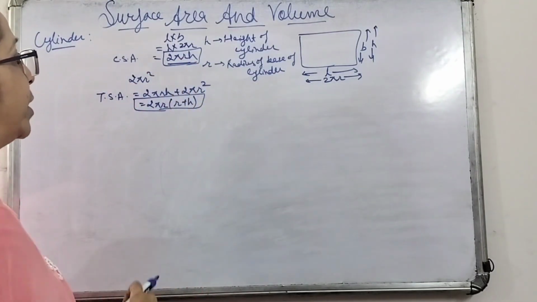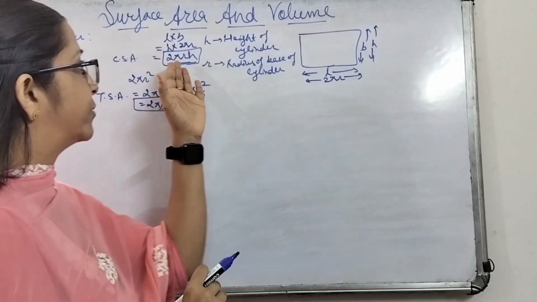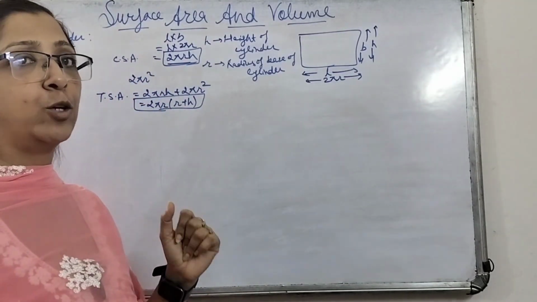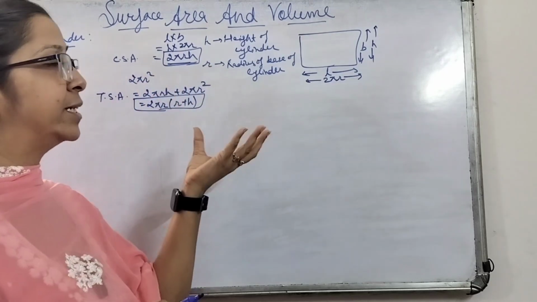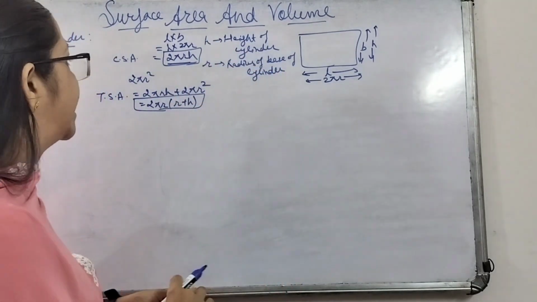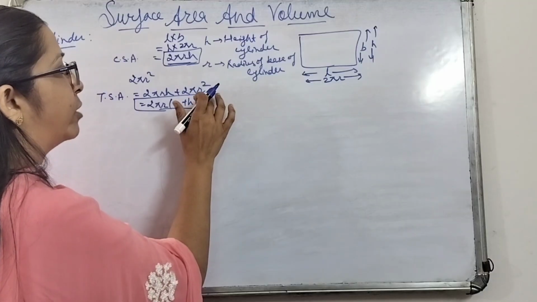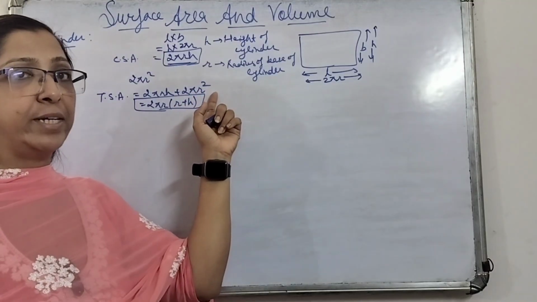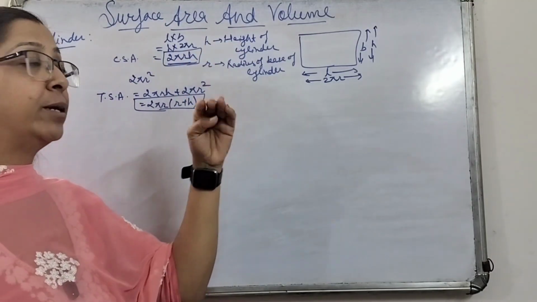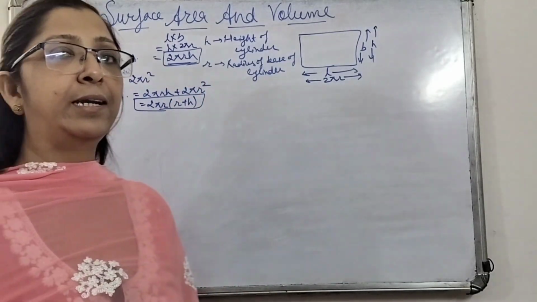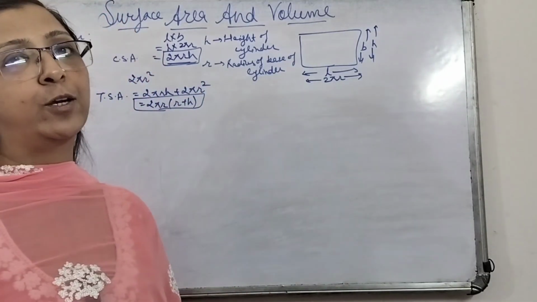So according to the question, we will be finalizing whether the curved surface area is required or the total surface area is required. It is even possible that a bottle is there without a lid. In that case, we will be taking the curved surface area, and only a single pi r square for the bottommost face. The topmost face we will be ignoring because the lid is not there. So according to the question, we have to finalize what area is required.